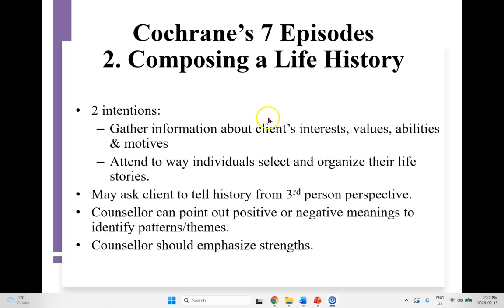Step 2 is composing a life history. So you're gathering information about the client's interests, values, abilities, and motives. Doesn't that sound a bit like Frank Parsons' step 1, Who Am I? We want to, again, attend to the way the individuals select and organize their life stories. It tells you a lot about what's important to them and what their values are. You might even ask the client to tell about their history from a third person perspective, like they're telling a story about someone else. And then you can point out the positive or negative meanings to identify the patterns and themes. But of course, we always want to defer to the client's interpretation of these things. In particular, you want to pull out and emphasize the client's strengths.